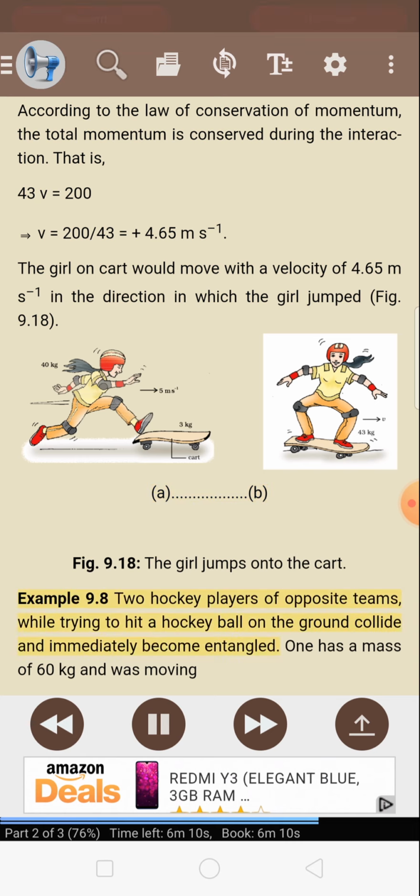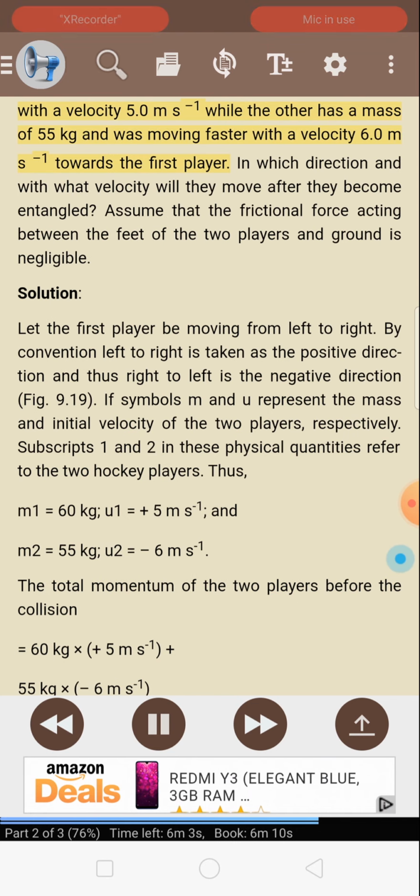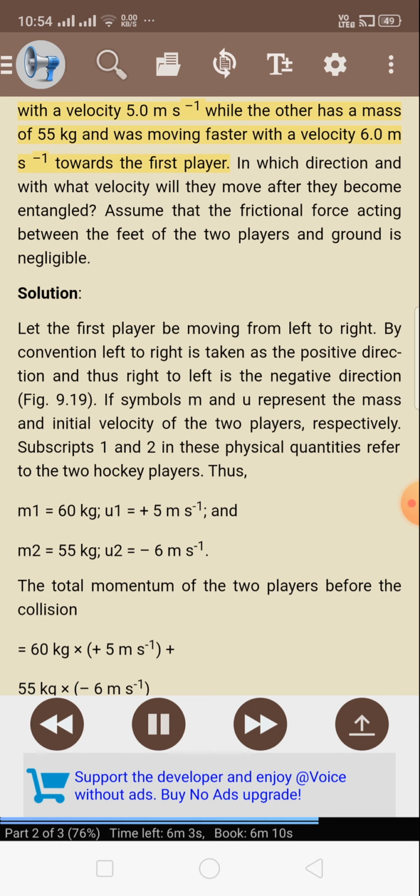Example 9.8. Hockey players of opposite teams, while trying to hit a hockey ball on the ground, collide and immediately become entangled. One has a mass of 60 kilograms and was moving with a velocity 5.0 meters per second, while the other has a mass of 55 kilograms and was moving faster with a velocity 6.0 meters per second towards the first player. In which direction and with what velocity will they move after they become entangled? Assume that the frictional force acting between the feet of the two players and ground is negligible.